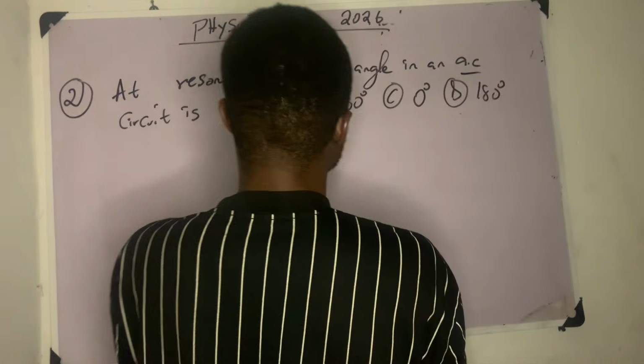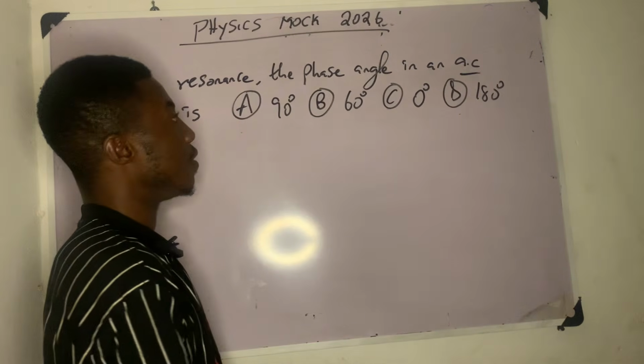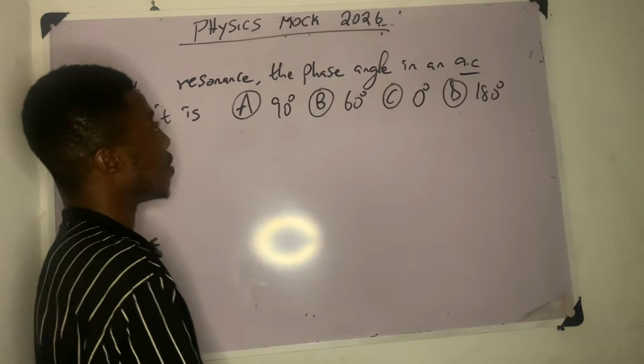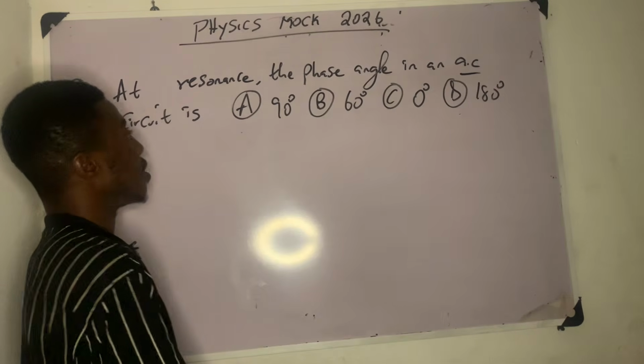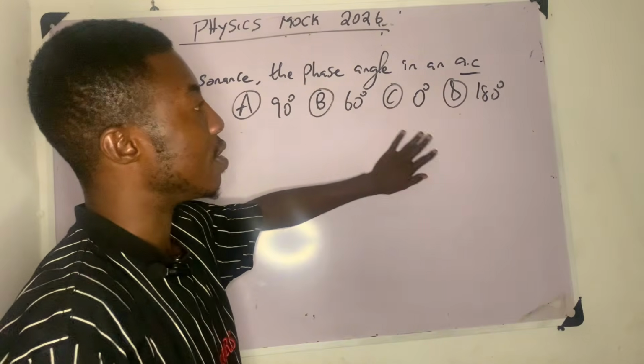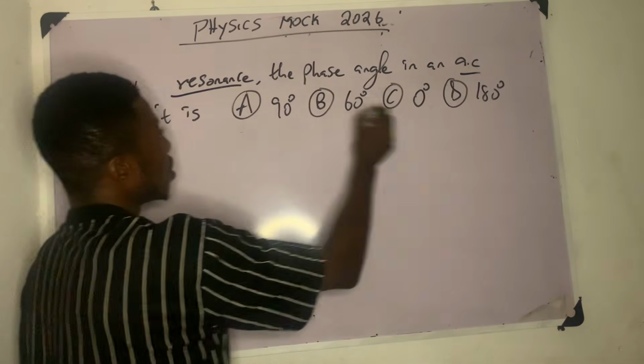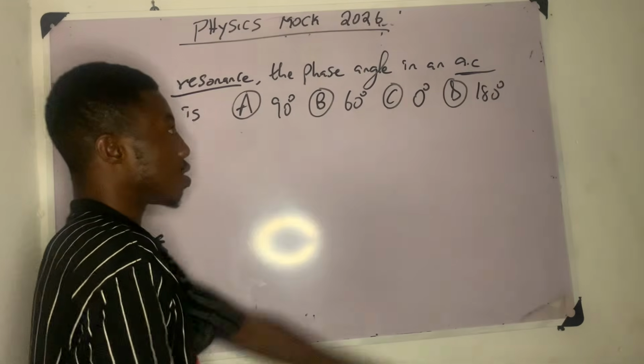Okay, this is number 2. The number 2 question is on AC circuit. Now, let's address this question. At resonance, the phase angle of an AC circuit is: A 90 degrees, B 60 degrees, C 0 degrees, and D 180 degrees. Now, first, the question was on resonance of what?